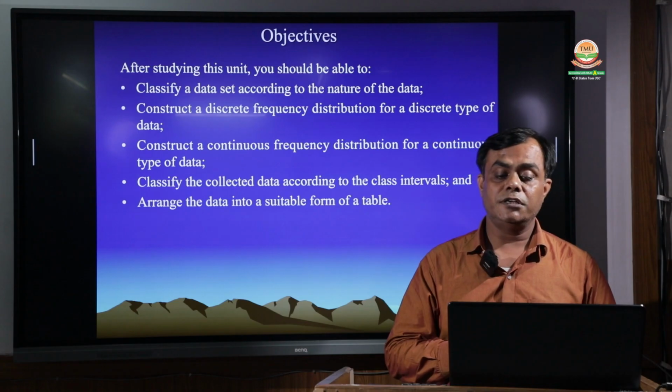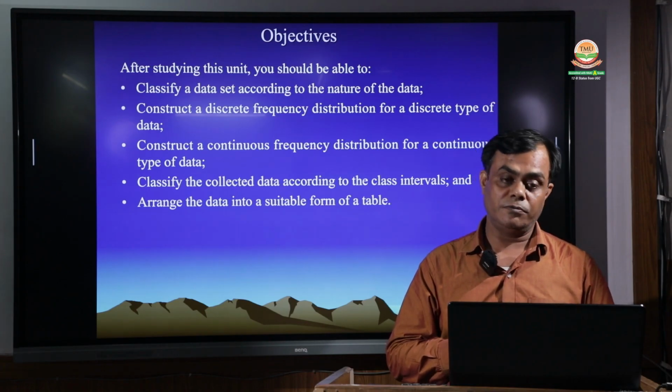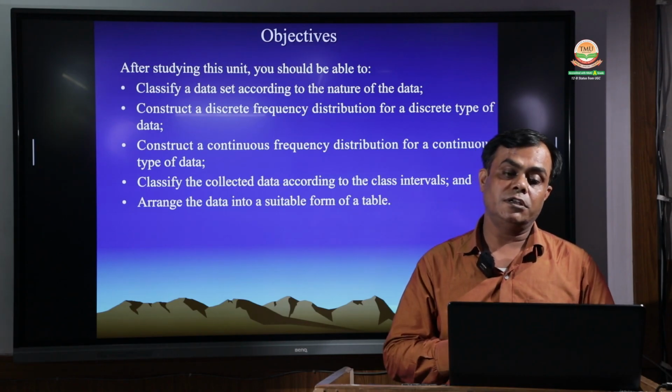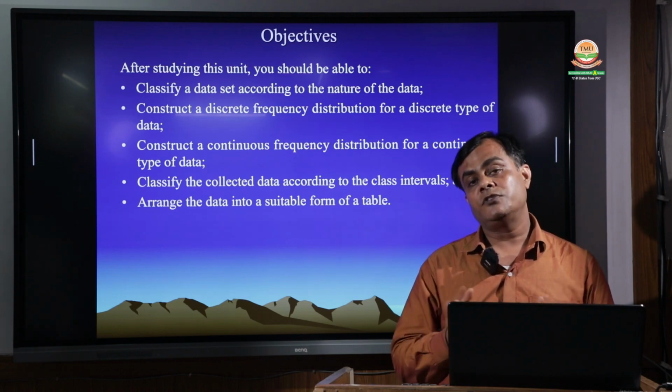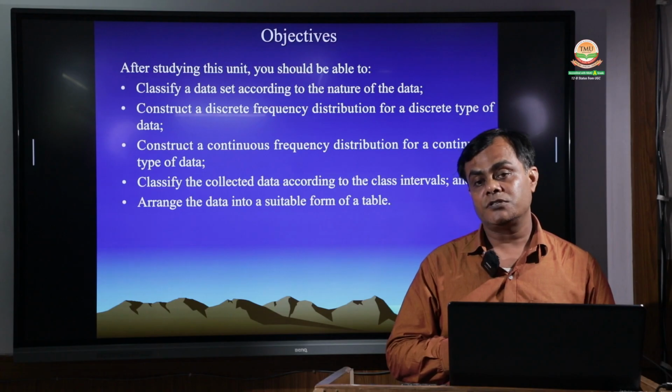Arrange the data into a suitable form of the table. Also we have to arrange the data into a suitable form. So these are the basic objectives of the classification of data.